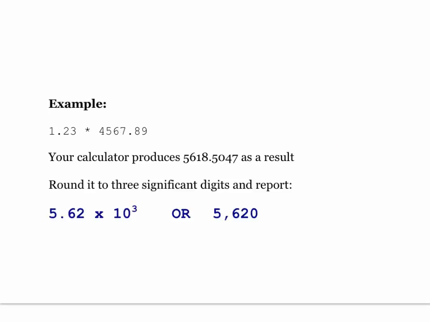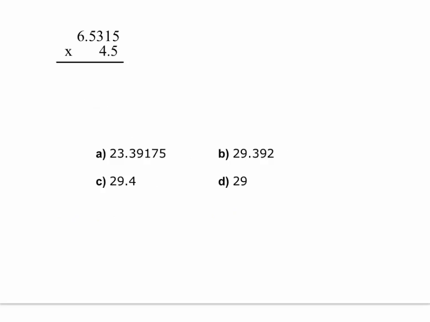Since we are in a science class, it is of course important to know how to express this value in scientific notation. The number 5,620 could also be written as 5.62 times 10 to the third. Okay, so here's an example for you to try. I'd really suggest that you pause the video and give this a shot before you listen to me explain the solution. So pause now and good luck.